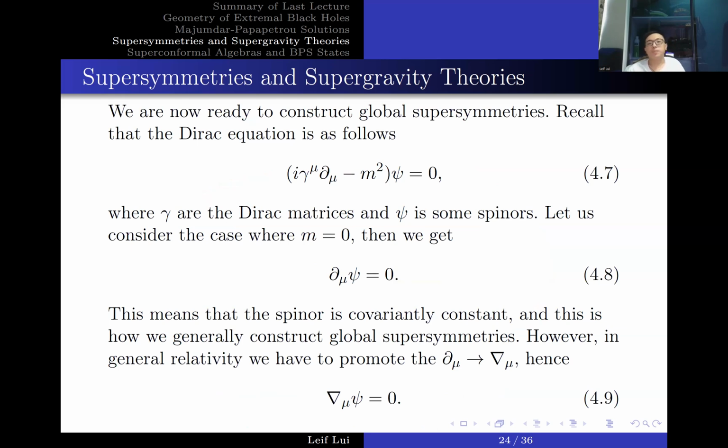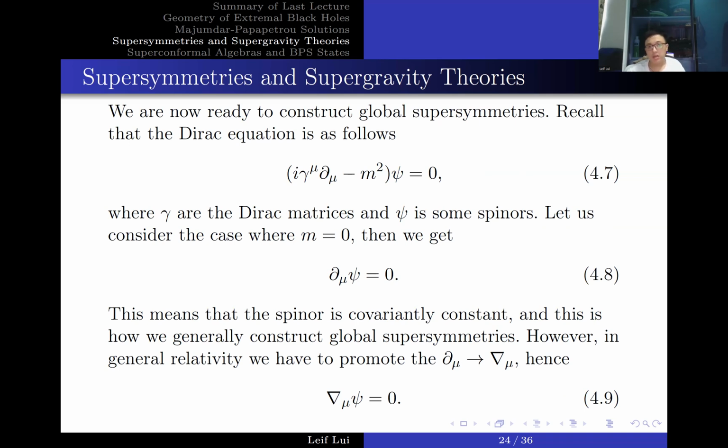Now that we've talked about spinors, we are ready to construct global supersymmetries. Recall that the Dirac equation is as follows. I think this is not an m squared, I think this is an m. This is a mistake; it should be m, not m squared. Here gamma is the Dirac matrix and psi is some spinor. Now let us consider the case where m equals 0. Then we obtain the following equation. This means the spinor is covariantly constant, and this is how we generally construct global supersymmetries.